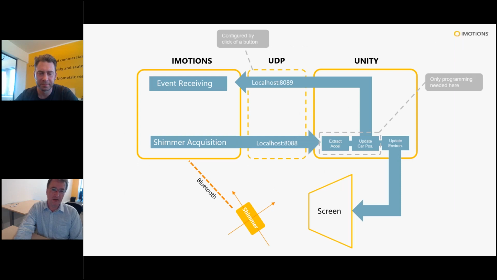So this is the flowchart of the data. iMotions here on the left side is configured to receive data from Shimmer, and it's configured to forward that data over the API, or the output API, if you will.